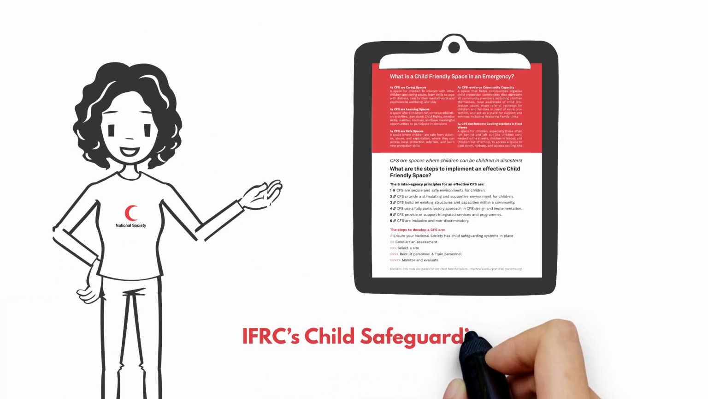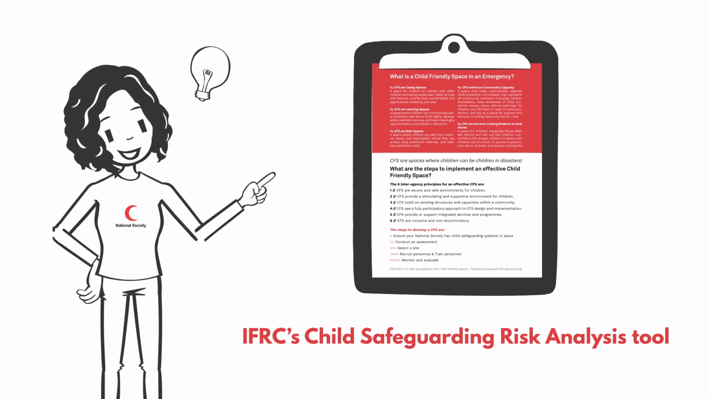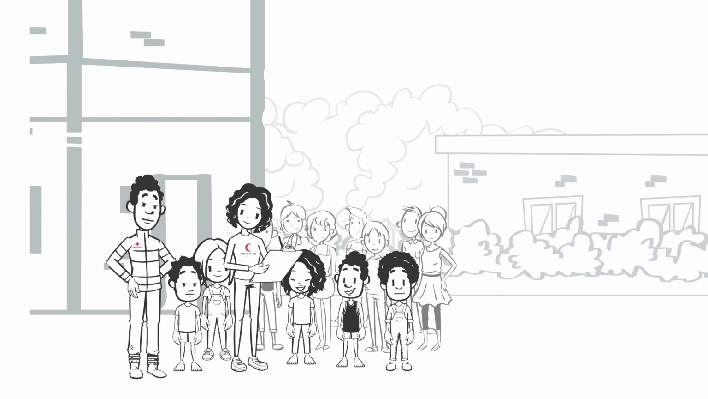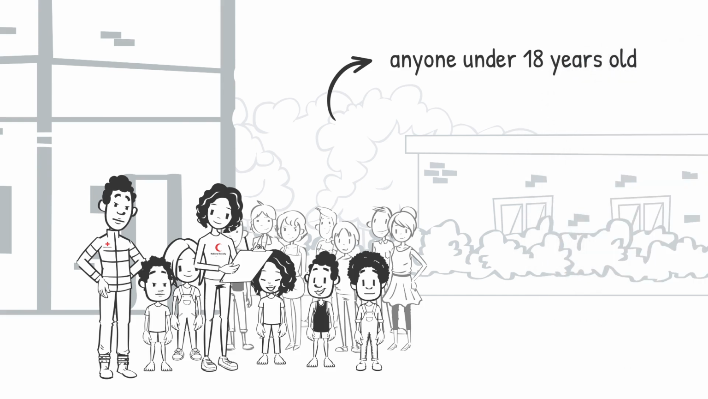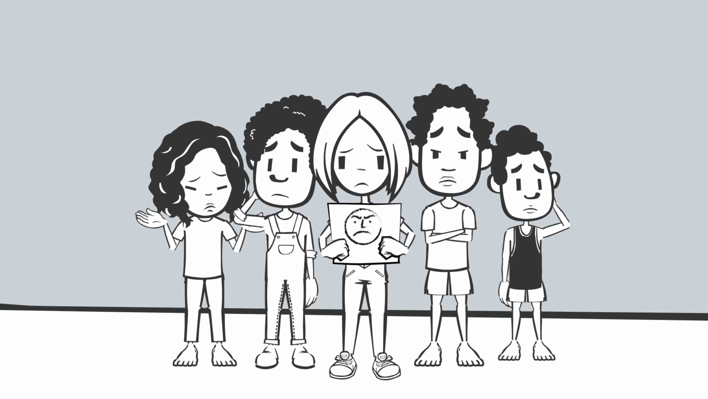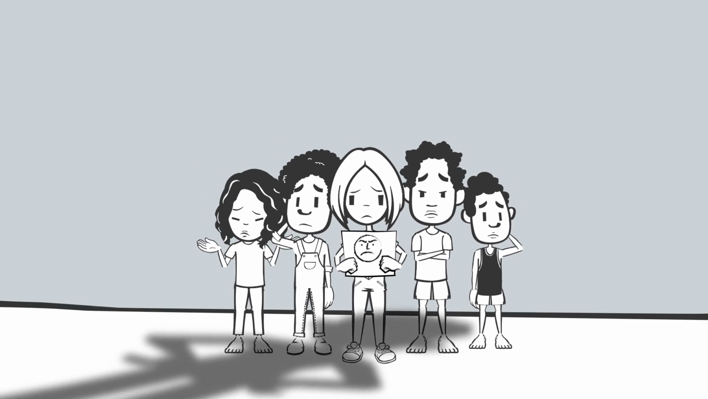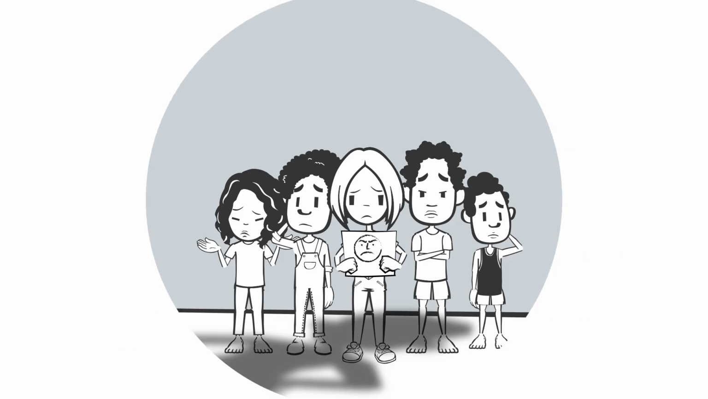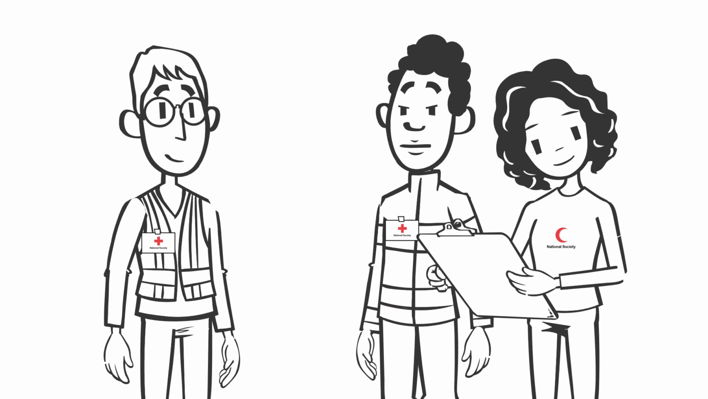In this video, we're going to talk about the IFRC's Child Safeguarding Risk Analysis tool, which is a key tool in applying the IFRC Child Safeguarding Policy. You see, we know that children, anyone under 18 years old, represent a large portion of the populations we interact with. Worryingly, children are a group at high risk of violence, abuse and exploitation. Even humanitarian personnel, who are supposed to be people children can trust, can become a threat. Because of this, the IFRC has developed the Child Safeguarding Risk Analysis tool.